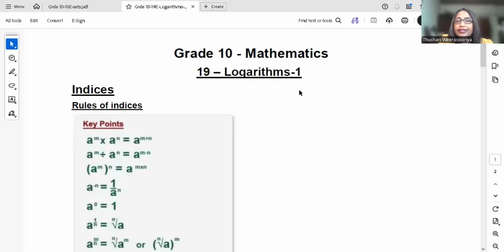Today I'm going to do the grade 10 English medium logarithms, part 1. Before we learn the logarithms, we must know about the indices, right? We'll first learn the rules of indices.